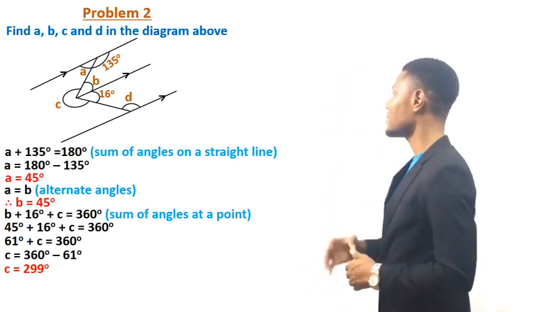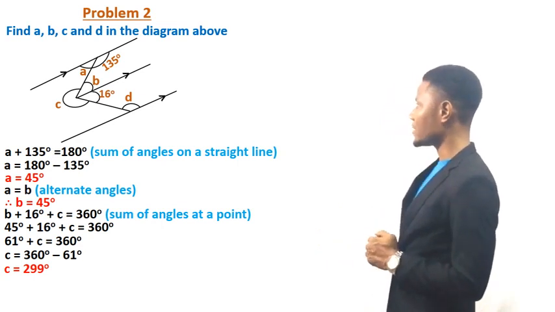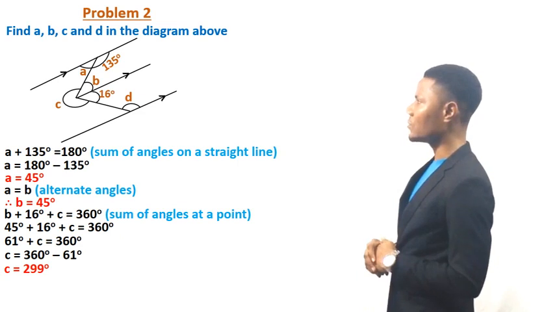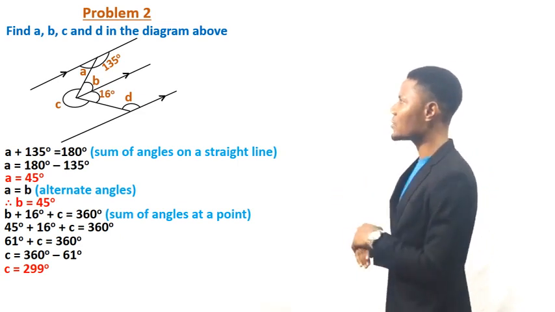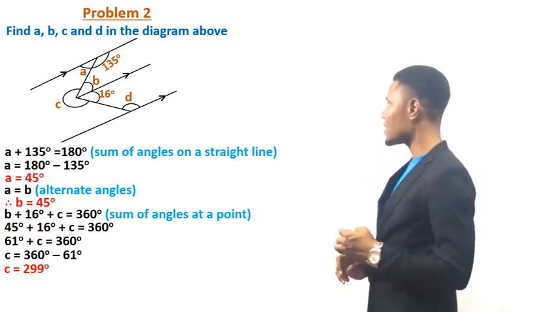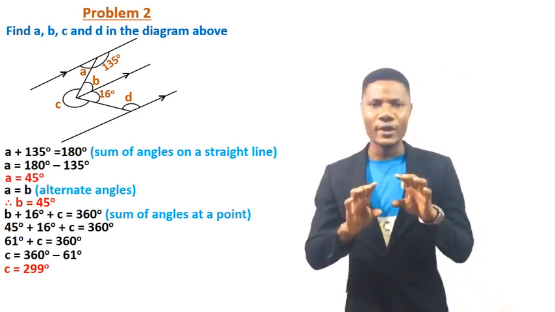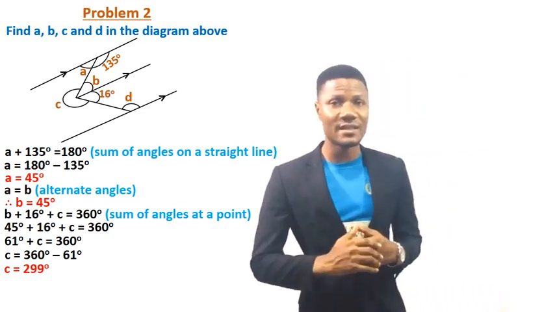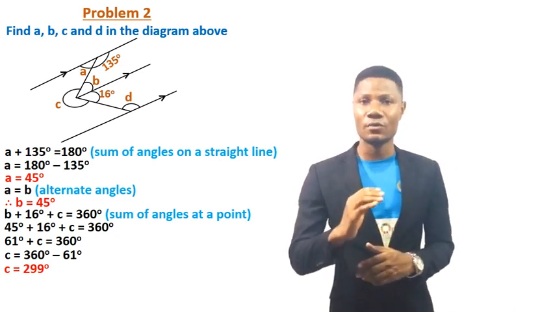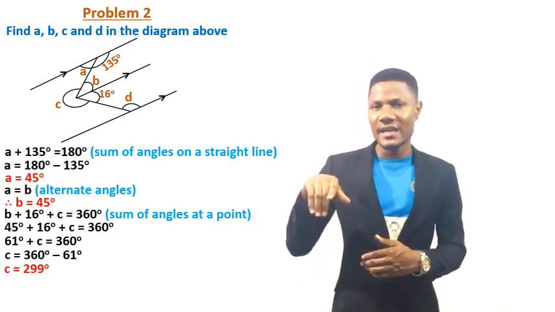Now the letter D, what kind of relationship can I coin out here? Okay, look at the diagram very well. You notice that there's a relationship between 16 degrees and letter D. And what is that relationship called? It is called sum of co-interior angles. Don't forget, in the last video we said that the sum of co-interior angles is equal to 180 degrees, and you can easily identify it with a C.